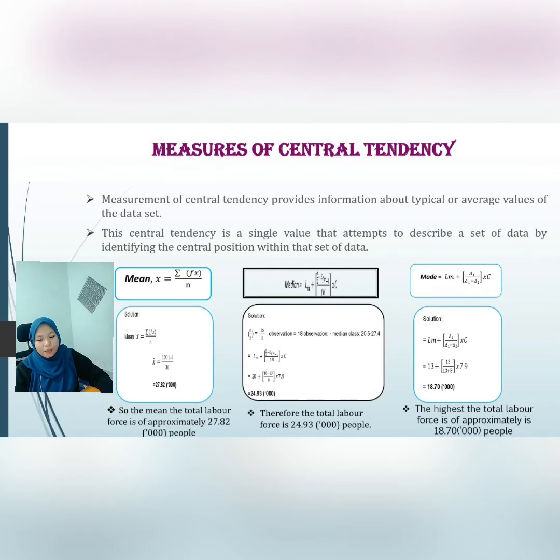Okay, for the last is mode. What is a mode? Mode is the most repeated number. The formula is L_M plus bracket Δ1 divided by Δ1 plus Δ2 close bracket times c. So after I calculate the data, I get the answer. So the highest total labor force is approximately 18.7 thousand people.